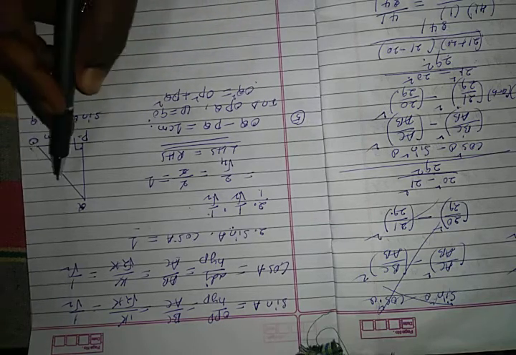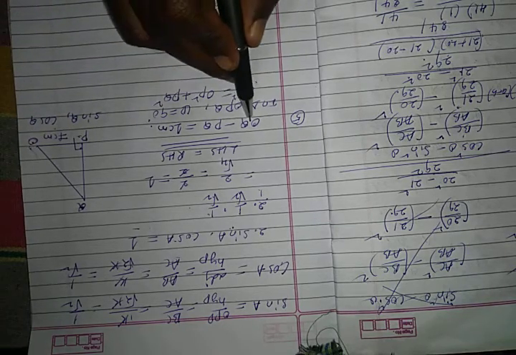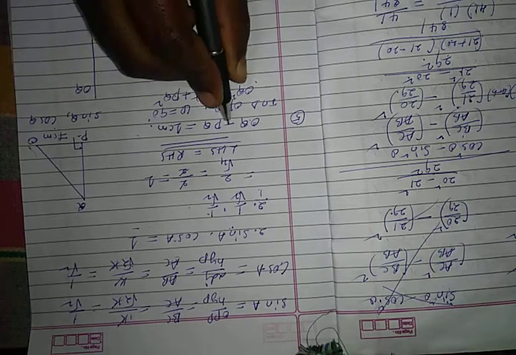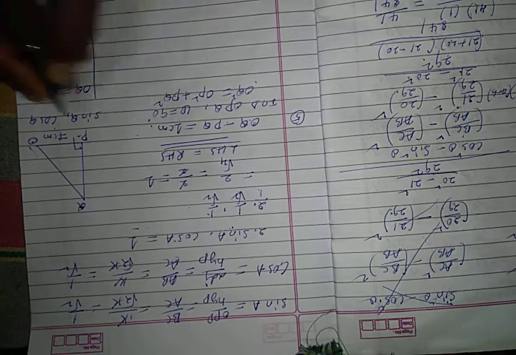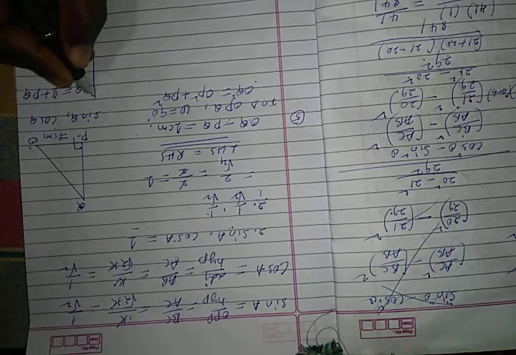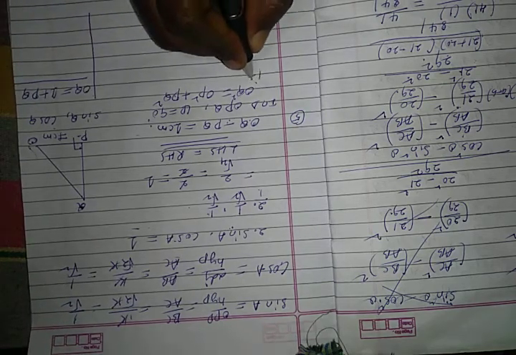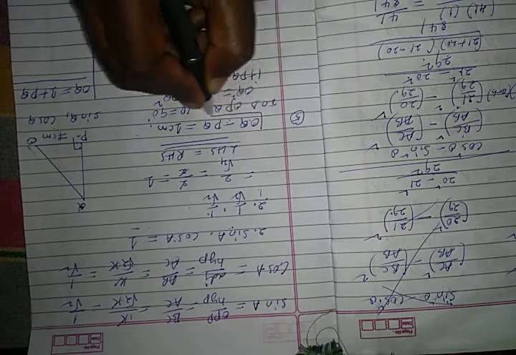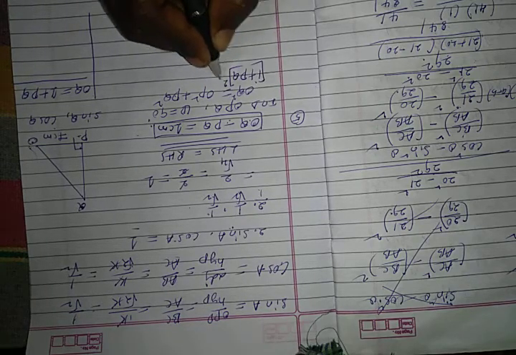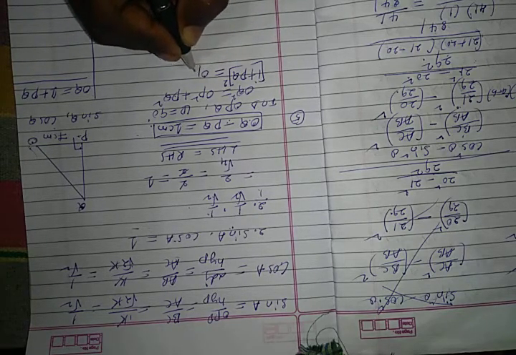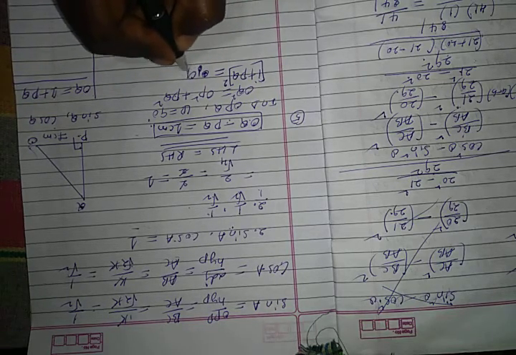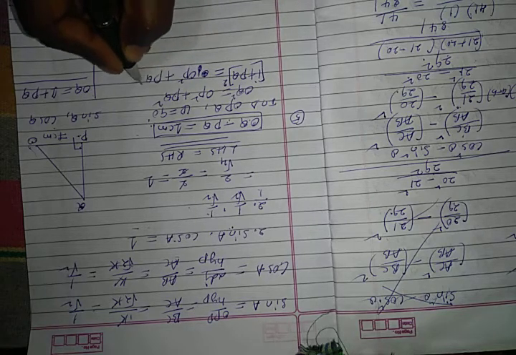Then the value of OQ, so we have to find out. See, OQ minus PQ is equal to 1, and minus PQ goes to right side is plus PQ. So OQ is equal to 1 plus PQ. By using this, 1 plus PQ whole square is equal to OP square. What is OP? 7 centimeter.